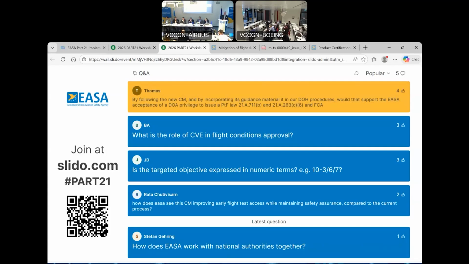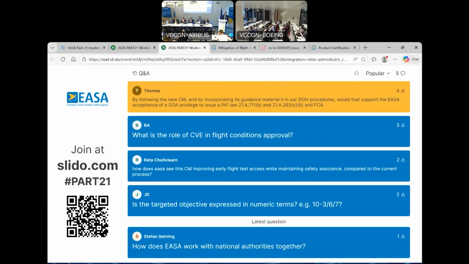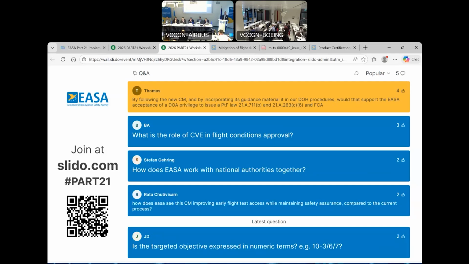Okay, looking at the clock. By following the new cert memo and by incorporating its guidance material in our DOH procedure, would that support the EASA acceptance of a DOA privilege to issue permit to fly in accordance with the regulation requirements which are referenced on the screen and the FCA? I think it's very fair to say that especially the privilege on flight condition approval is very much related to the demonstrated competence. So just having a procedure alone does not help.